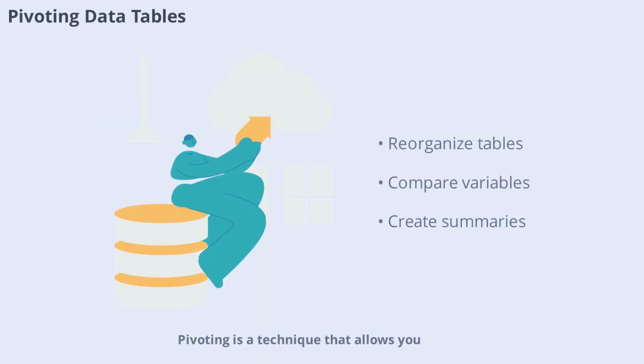Pivoting is a technique that allows you to reorganize data tables for easier analysis. By turning rows into columns or vice versa, you can highlight relationships and compare different variables more effectively. Pivot tables are especially useful for summarizing large datasets and creating reports. Mastering this skill will help you analyze data from multiple perspectives.